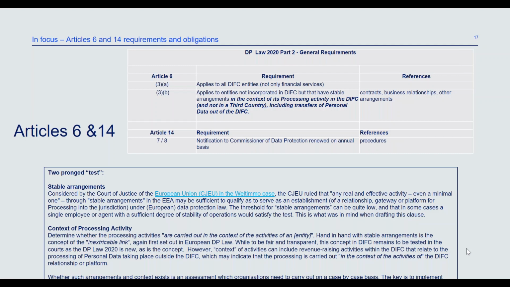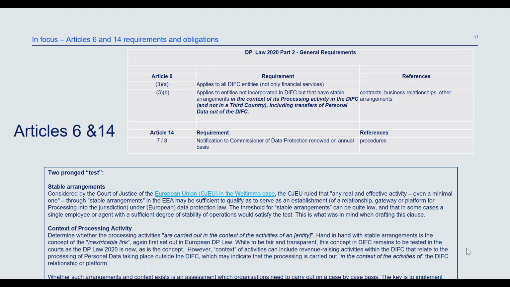It's effectively, in the EU, for example, this is where this concept comes from. It's any real and effective activity, even a minimal one, through stable arrangements. So a relationship, a gateway, or a platform for processing into this jurisdiction, okay? And the threshold for stable arrangements can be quite low. So in some cases, a single employer agent with a sufficient degree of stability of operations would satisfy that test.